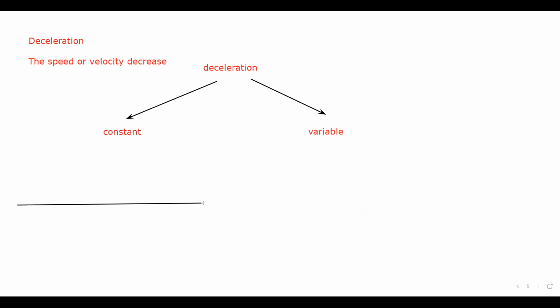So an object is changing the speed. Here the speed is 5, then 4, and then 3.